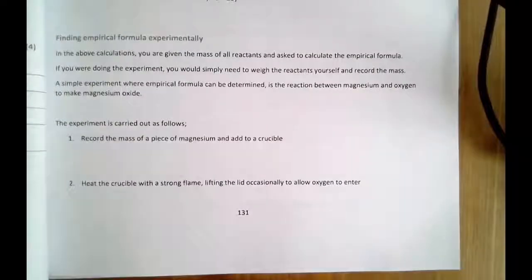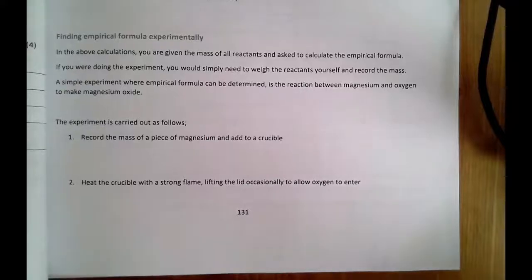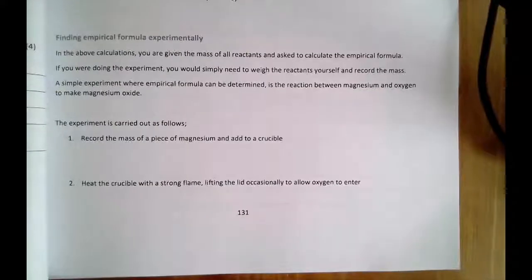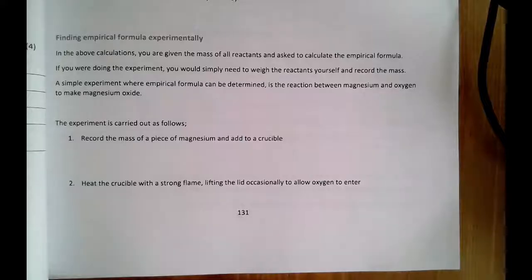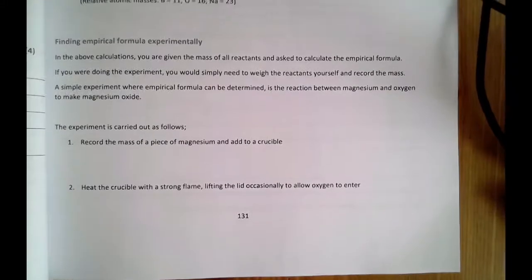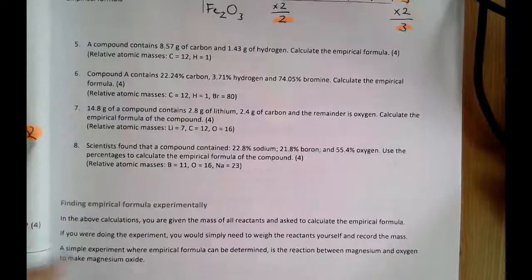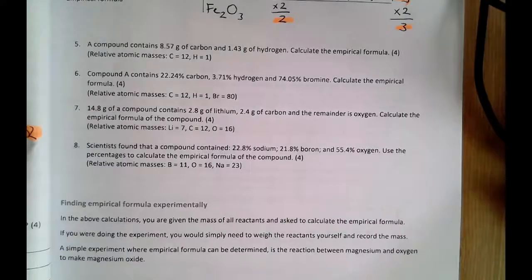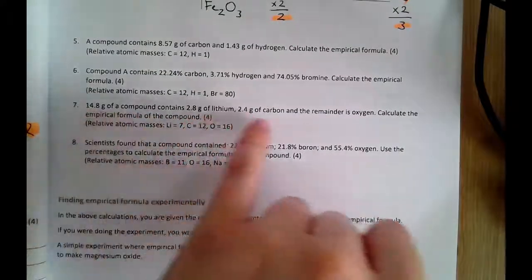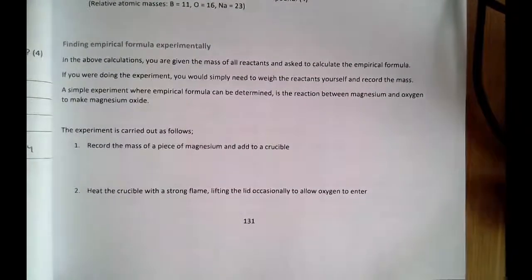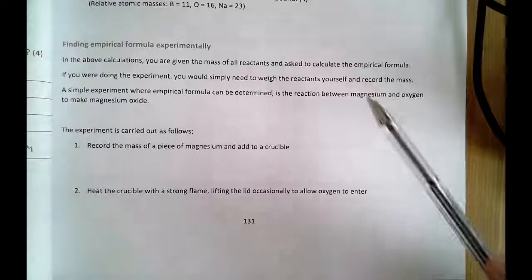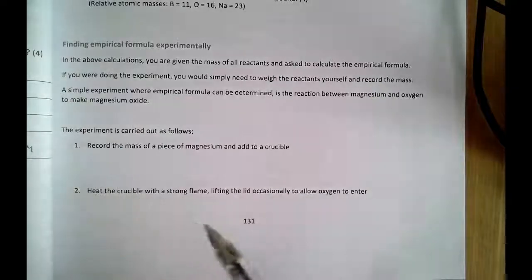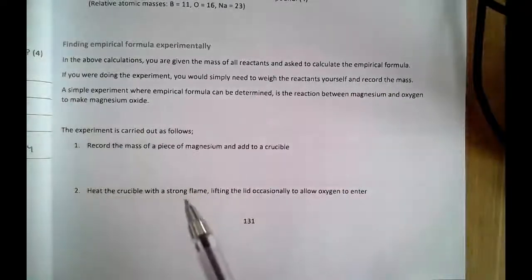Okay, so the last thing that you can be asked on empirical formula is about how you would determine empirical formula experimentally. So what experiment would you need to do to find the empirical formula of something? If you remember from the above questions, you were always given the mass of each of the elements. So if you were to do this experimentally, you would just need to record the mass of each of these elements at the start of the experiment. And the one they typically ask you about is the reaction between magnesium and oxygen to form magnesium oxide.